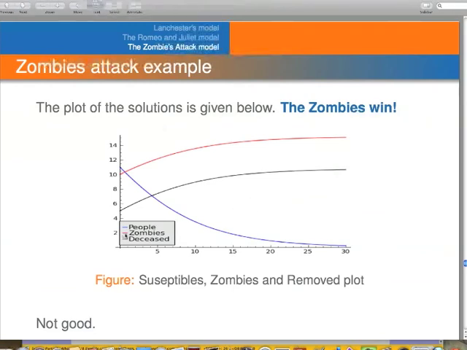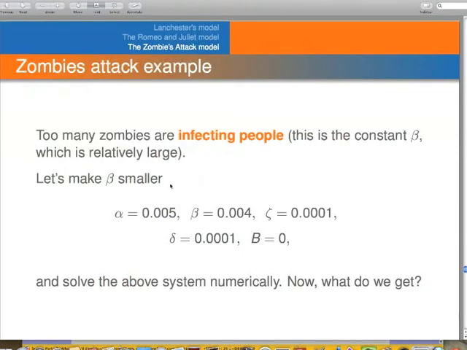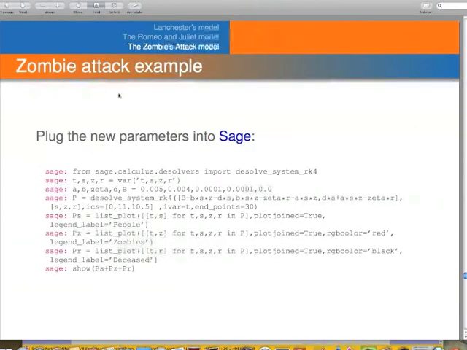Here we are. You see the red is the zombies. Initially, the zombies were lower in population than the people, but the people die out very quickly, and the zombies are basically winning the battle with the people here. That's not good. So let's try some different numbers. Let's make this constant b a little bit different. The constant b represents how many zombies infect people, so let's make b a little bit smaller, see what happens. And same system of differential equations, just slightly different setup here. There's the new value of beta.